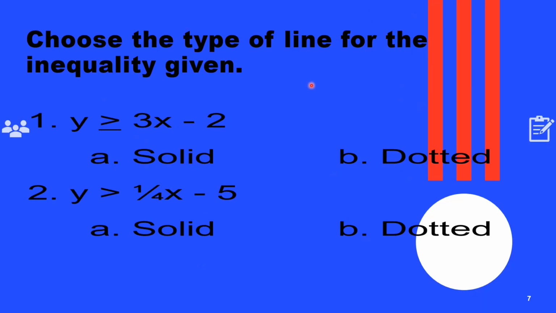Now choose the type of line for the inequality given. So for example, is this solid or dotted? Okay, this one is solid. And for number two, solid or dotted? Of course, this one is dotted. All right.